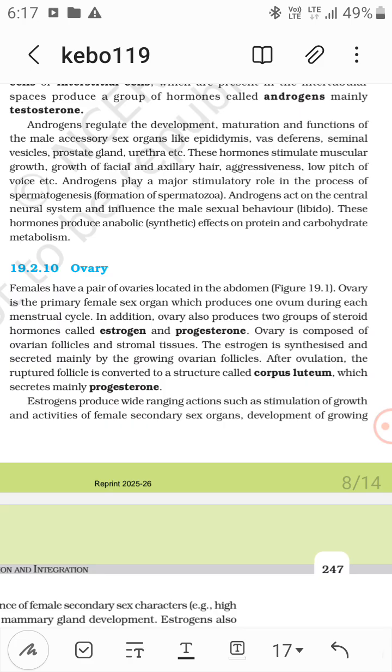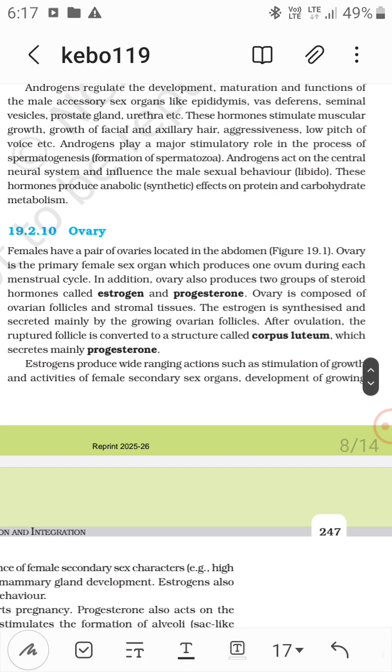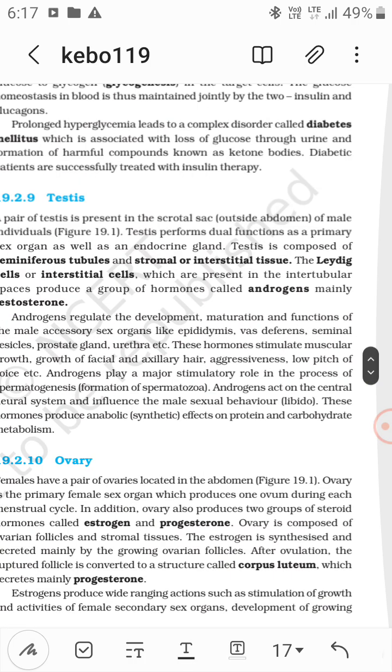Androgens act on the central nervous system and influence male secondary sex characteristics and male sexual behavior, like libido. These hormones produce anabolic, or synthetic, effects on protein and carbohydrate metabolism.